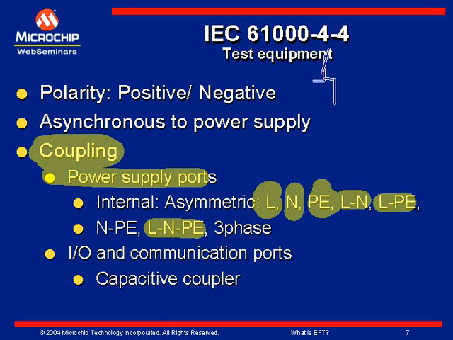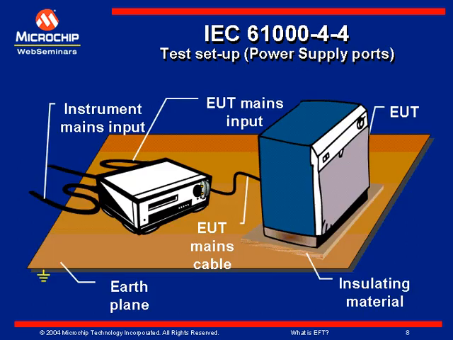The second coupling mode is I/O and communication ports. For this kind of testing, you need to use a capacitive coupler. We'll see it in an upcoming slide. So now the next question is how you test it. First, this slide explains how you check power supply ports.